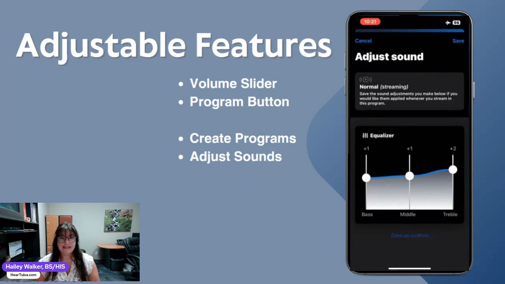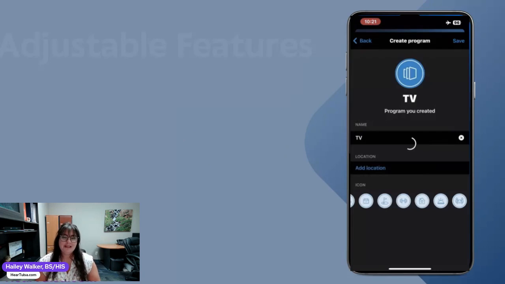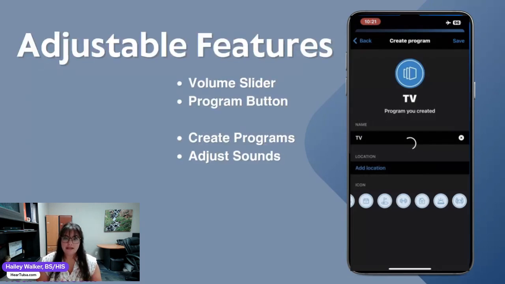So this is a little bit easier. Maybe sometimes we need just a tweak on what we already have. But if we have a specific situation that we feel like we're always adjusting, then you can go in and save this new sound setting as a program. So for this example, I'm using TV.